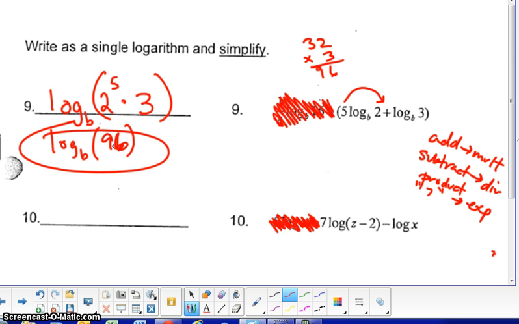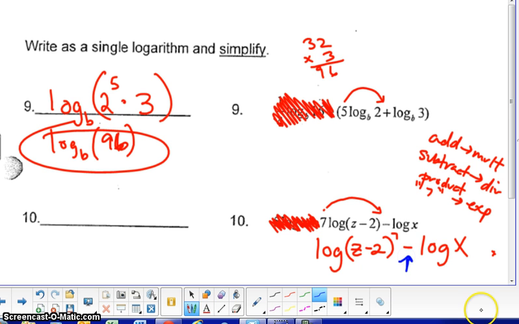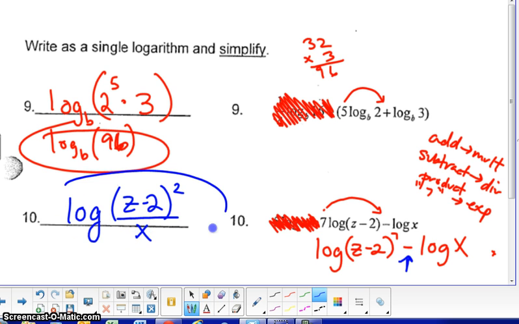Okay, the next one, again, we have a number in front, so that's going to go back as an exponent. So you'd have log of z minus 2 to the 7th minus log of x. And then the only thing left is the division sign, because that subtraction is going to lead us to that. Now there is no base, so that's just going to be an invisible 10. And then all over x. So that all goes in one single logarithm.